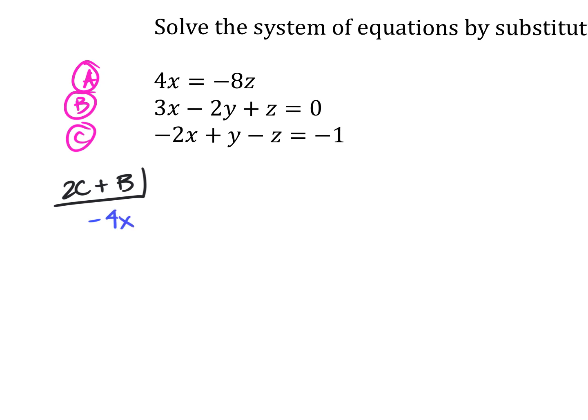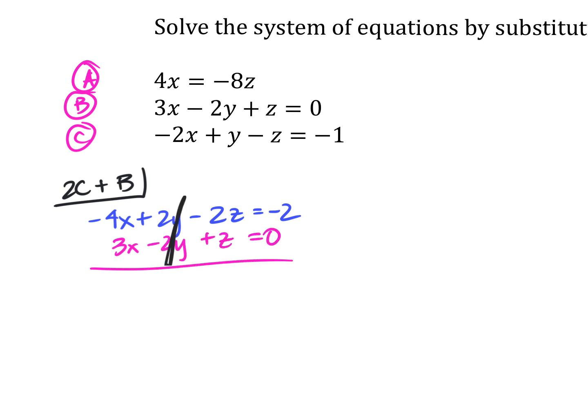Negative 4x plus 2y plus negative 2z equals negative 2. Ooh, well done. I'm going to throw B right underneath it. 3x minus 2y plus a z is 0. Agreed. Let's go back to this guy. Negative 4x plus 3z. Would that be negative 1x or positive 1x? Perfect. Negative 1x minus 1z, she said, is negative 2.